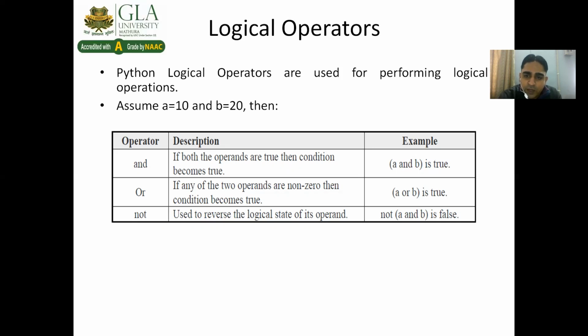So not of a and b is false, because a and b is true, and we are applying not to this particular value, which makes the true value false. So the logical operator works like this.